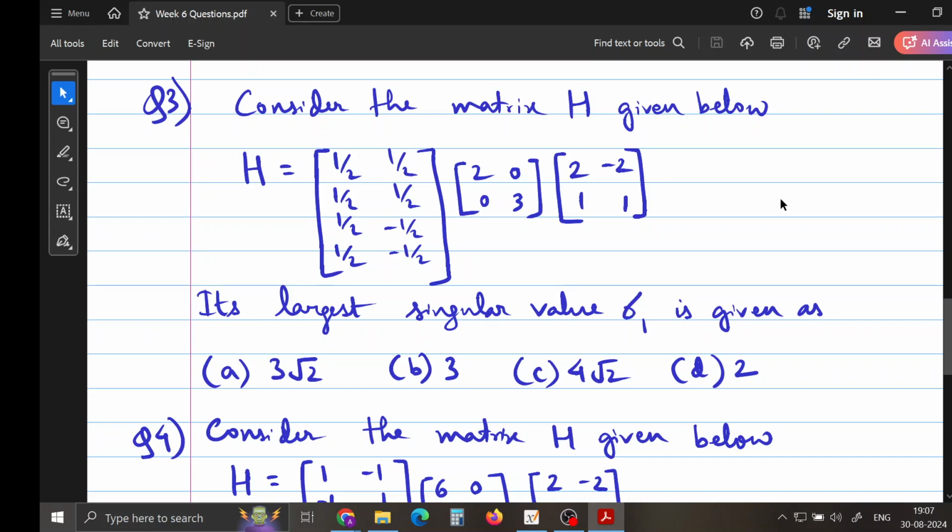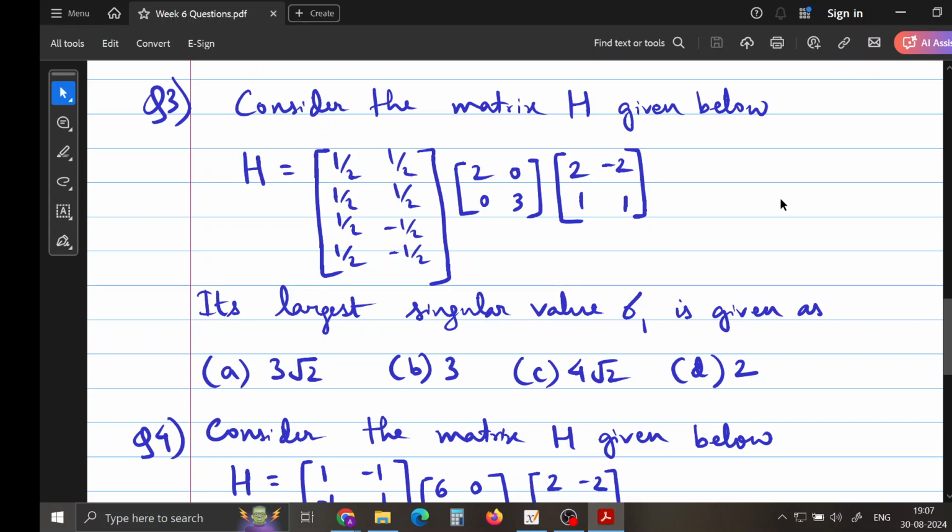Okay, so this is again based on the singular value decomposition. This was one topic which was introduced in week 6 lectures. So if you haven't gone through the videos, I suggest you go through them.